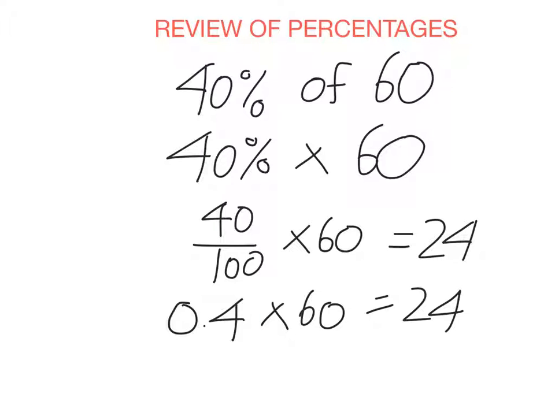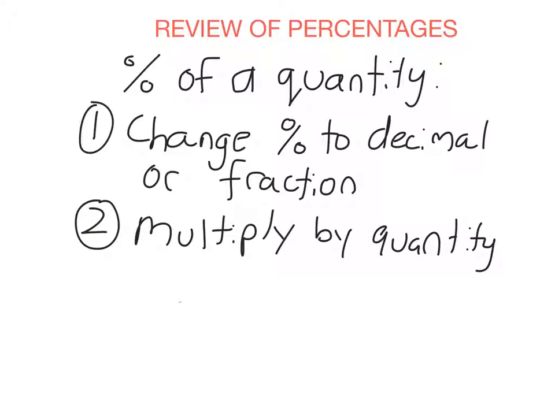So what you can see is there are 2 steps here, and I'm going to write these down and rub off this example, so please copy down if you need it. These are just the 2 steps whenever you want to find a percent of a quantity. Change the percent to a decimal or fraction, either way doesn't matter, and then use your calculator to multiply that decimal or fraction by the quantity.